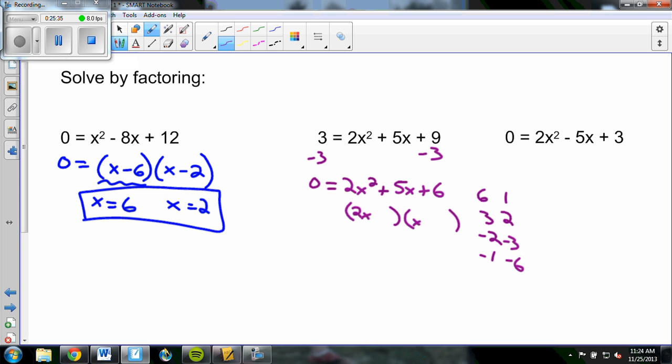Those are all the options that multiply to positive 6. Because one of these numbers, whatever number goes over here, is going to get combined with this 2, this is impossible. I know that 3 and 2 add to 5, but whatever number we put right here, it's doubled, so it's not going to work. This one can't factor, so it has no real solutions.